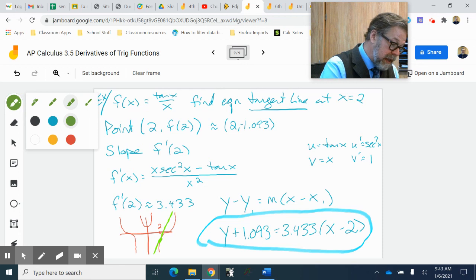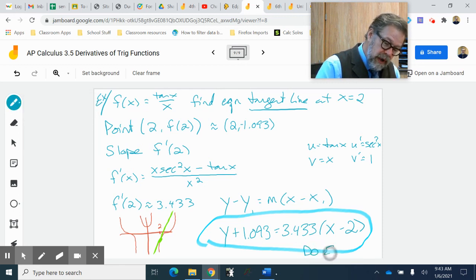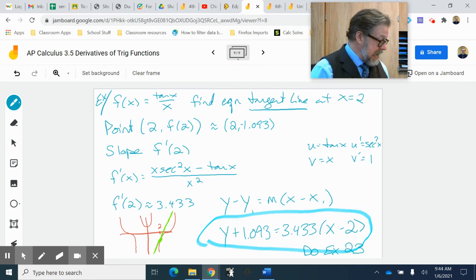If you're in my class, go ahead and do exercise 23 in the book, and we'll be back with one more example and then a recap.